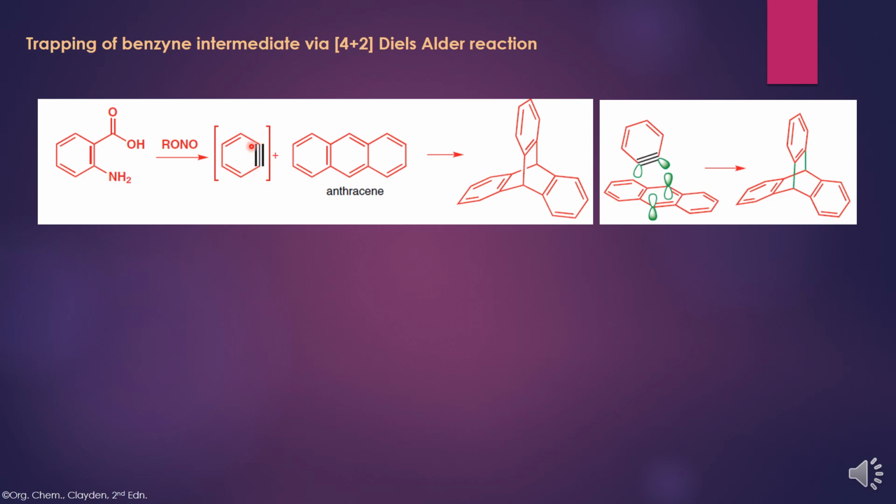dienophile, and it reacts with the electron rich double bond of this anthracene, and we get a 4+2 cycloaddition reaction to get this product. Here we can see the orbital interaction of this benzyne with the anthracene. It aids in a suprafacial interaction to easily get the 4+2 cycloadded product.